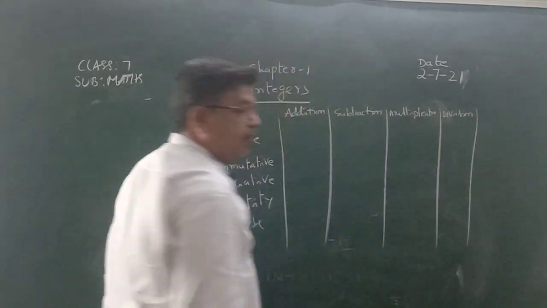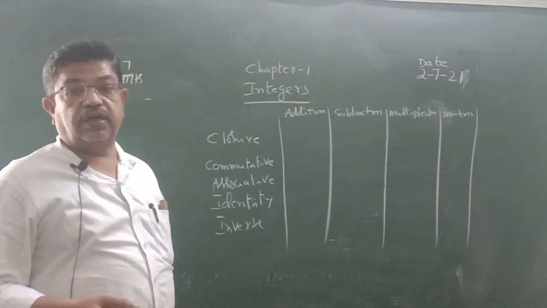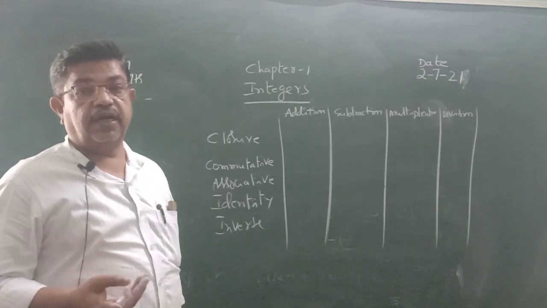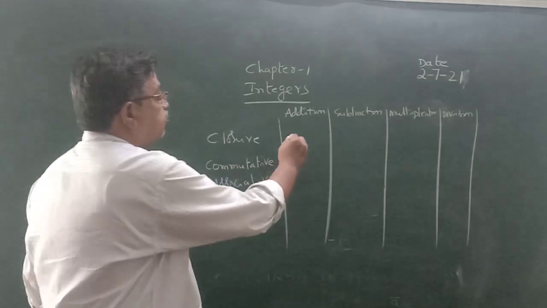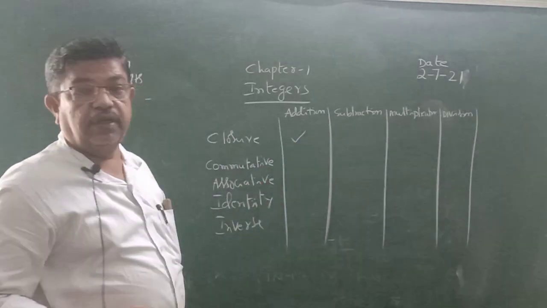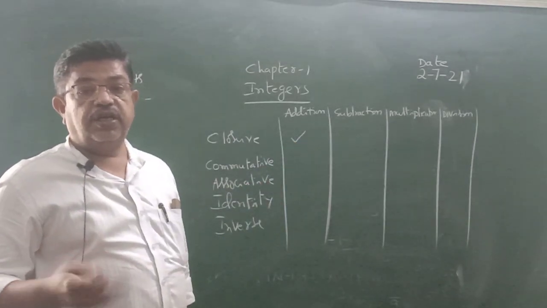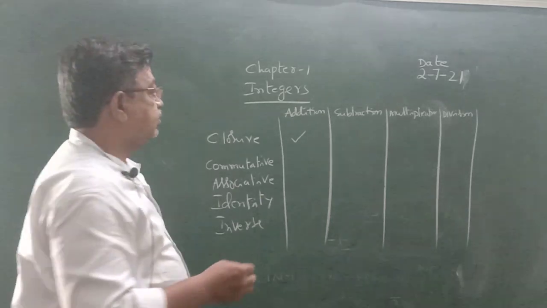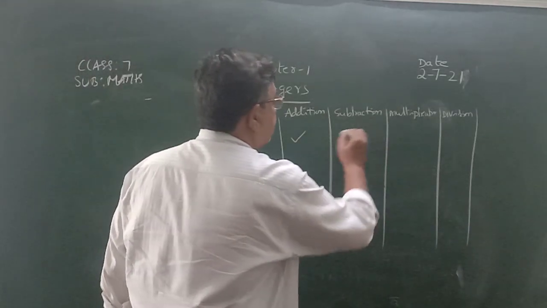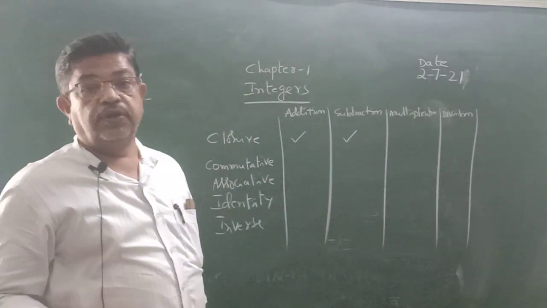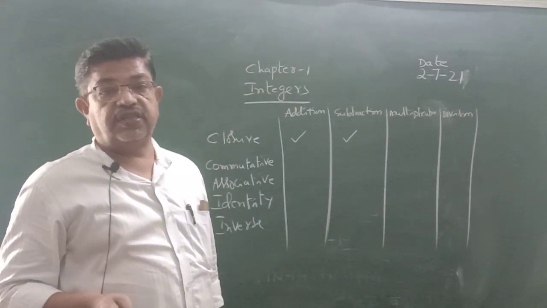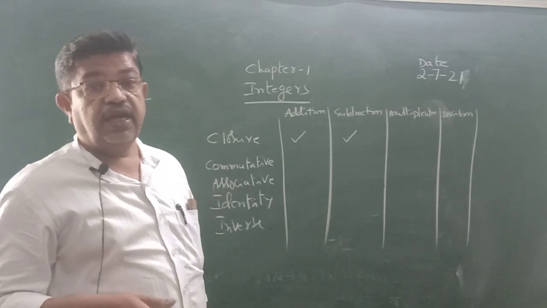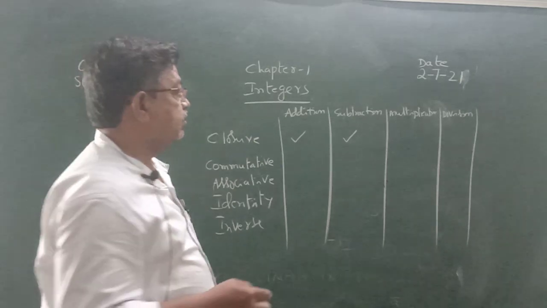We want to verify whether integers are closed under addition or not, whether they are closed under subtraction, multiplication and division. The sum of any two integers is an integer. So, integers are closed under addition. The difference of two integers is an integer. You take any two integers, find the difference, you get an integer. Integers are closed under subtraction.